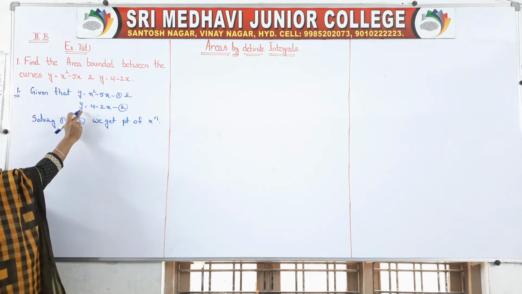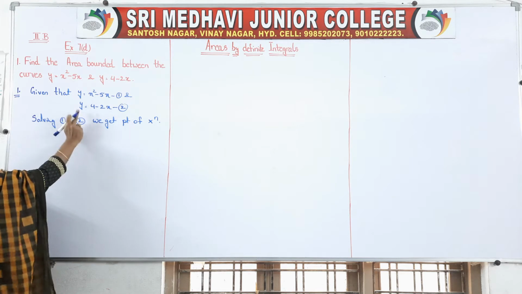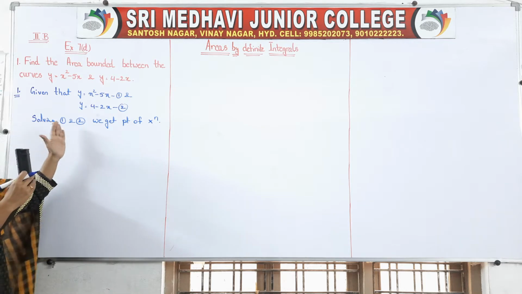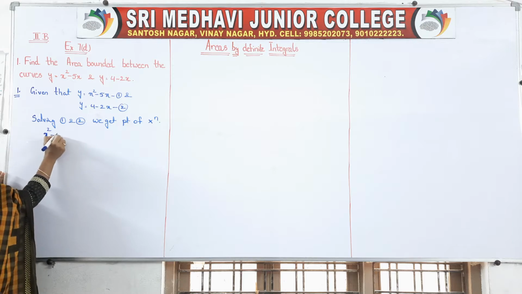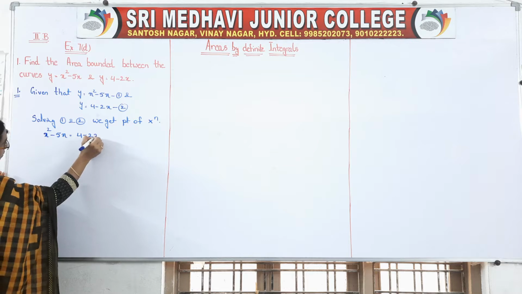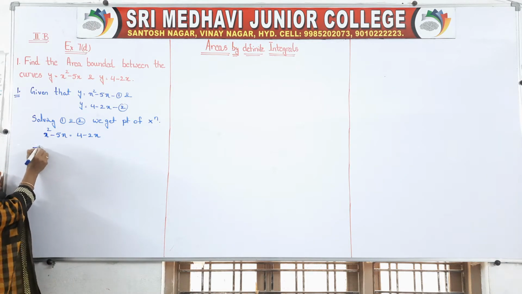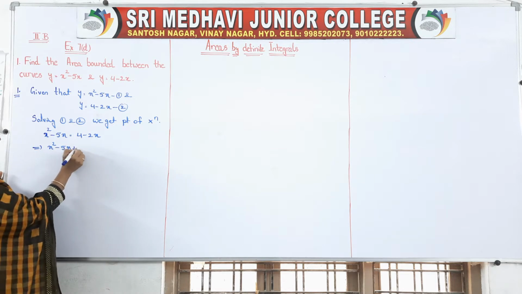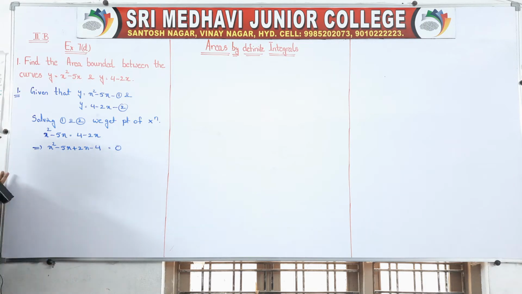Okay, so how will we solve? This is 1, this is also y, right? This is also y. We can equate the right side, the left side, both are y. So equate the right side values. So it is x square minus 5x is equal to 4 minus 2x. Okay, so come on, bring this to one side. It is x square minus 5x plus 2x minus 4 is equal to 0.